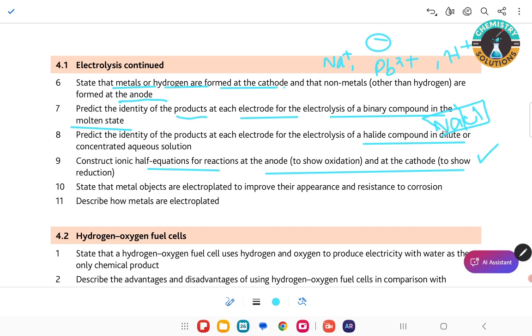State that metal objects are electroplated to improve their appearance and resistance to corrosion. Describe how metals are electroplated. So this is the point which we haven't done. Now move on towards the electroplating.